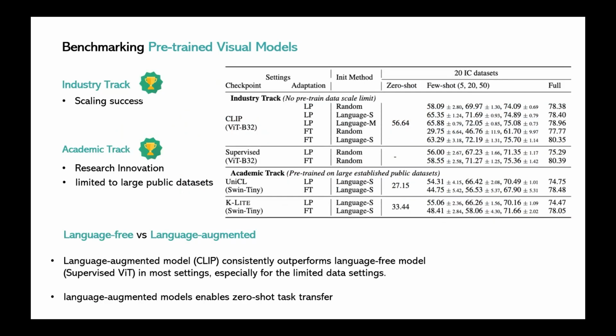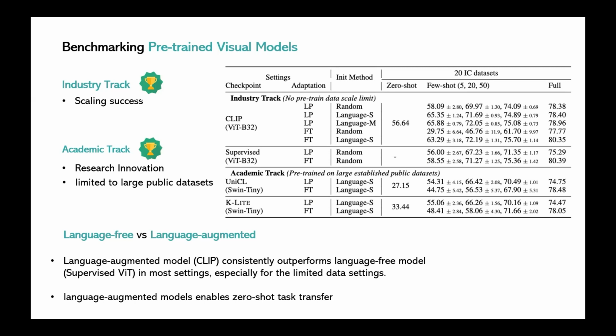To encourage DEI in our research community, we encourage people to report the results in two different tracks. The first one is the industry track. It aims to evaluate the scaling success of models and data, as long as the downstream datasets are not used in the pre-training. The second one is the academic track. It has a fixed pre-training dataset, which is limited to public and established datasets, and it aims to encourage innovations of research ideas and methods.